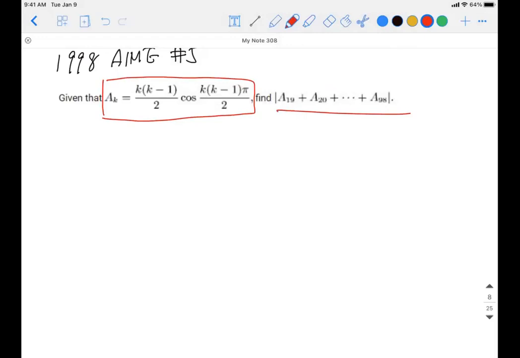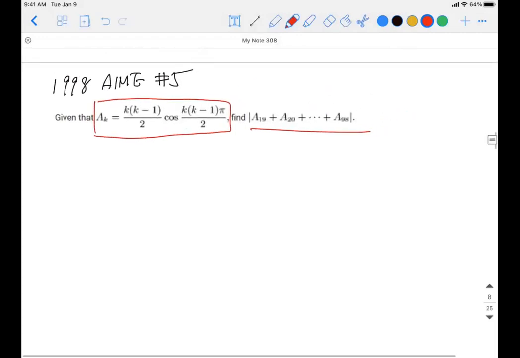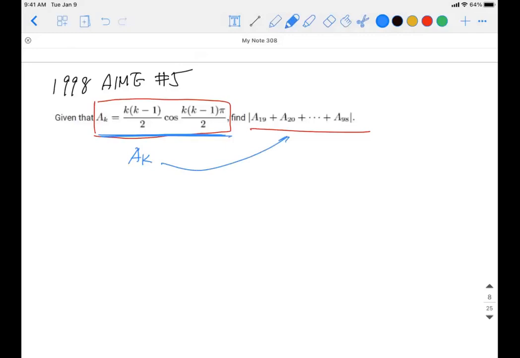Okay, so how can we deal with this problem? We always want to teach you the thinking process, the strategy rather than the solution. First thing first, a quick observation: a_k is kind of a general formula. You want to use this a_k, putting k equals 19, 20, all the way to 98, to figure out the sum.